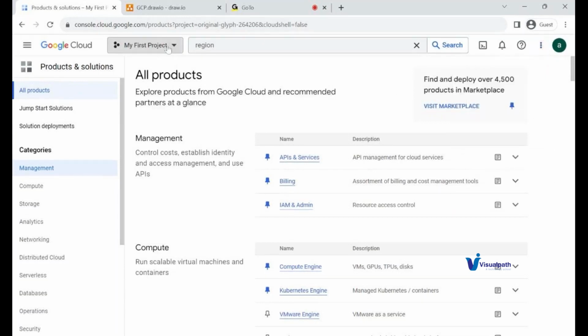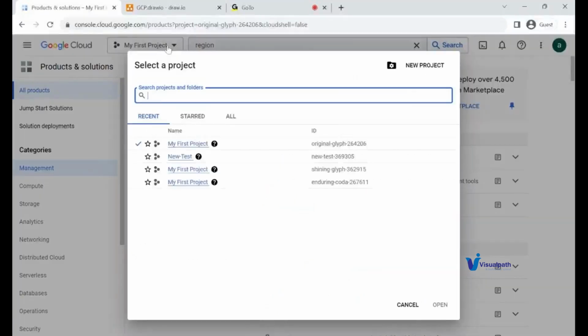I'll just come across to this, right? I was just speaking about what a project, folder, or organization is. So this is where you can select your projects. This is where it shows up whenever you are selecting your projects. So you can see multiple projects set up already.